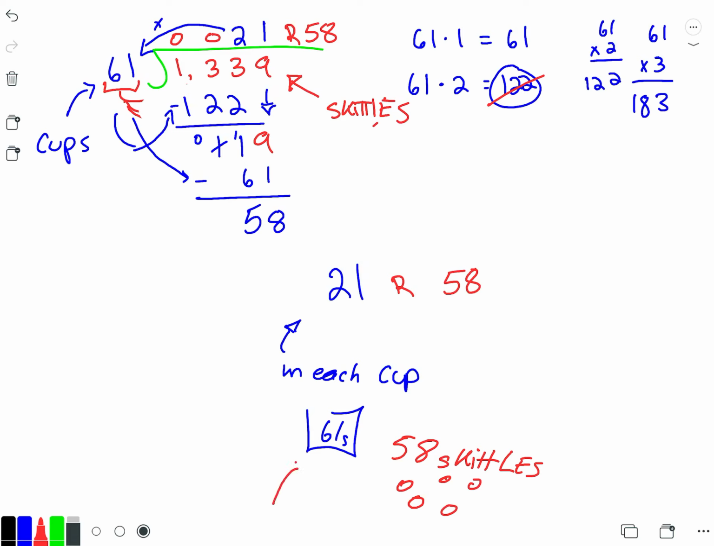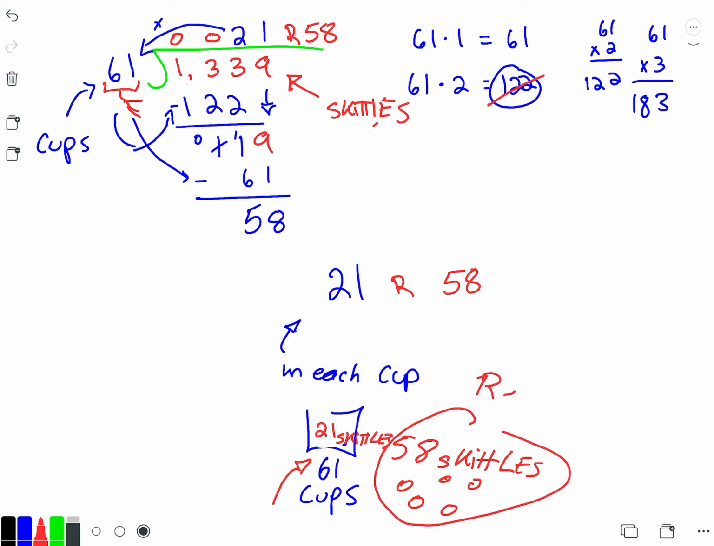I'm sorry, you would not have 61 inside. You would have 61 cups, right? And in each of those 61 cups, you would have 21 Skittles. I'm sorry about that. So you would have 61 cups, and then you would have 21 Skittles in each of those cups. And on the outside, on the floor, you would just have 58 Skittles, and that is your remainder.